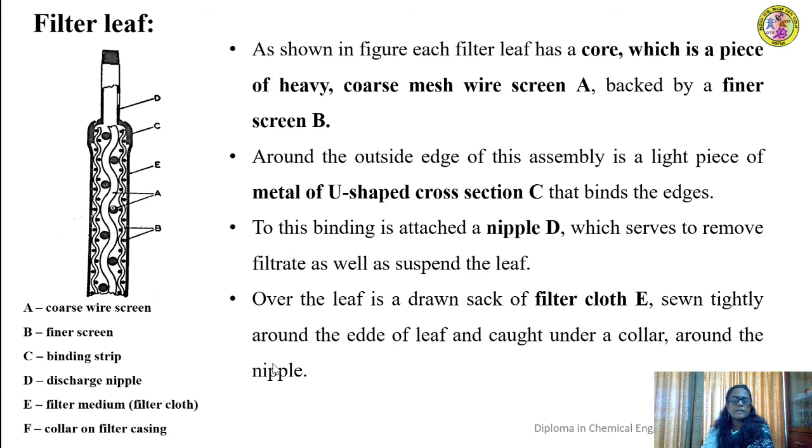So this is sewn tightly around the edge of the leaf and caught under a collar around the nipple. So it is sewn for the entire area of the wire mesh assembly, and that will be tightly caught under the nipple at the top of the wire mesh assembly.